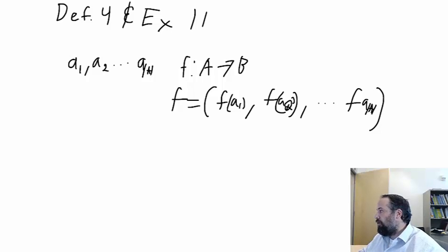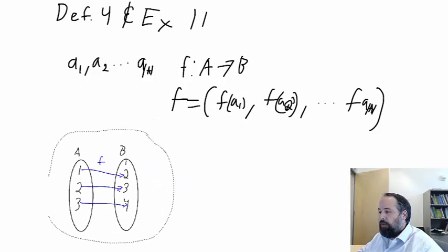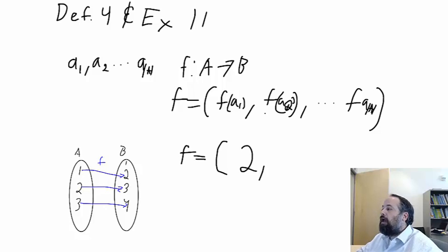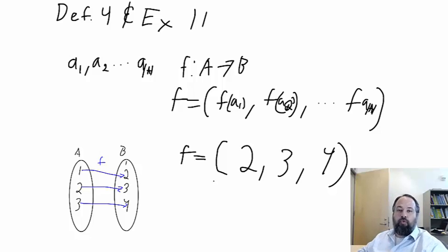So let's stick with this example right now, right? A to B. If we were to use this notation here, then what we would be saying is f equals f of A sub 1 is 2. F of A sub 2 is 3. And f of A sub 3, our last one, is 4. That is one-line notation. And it's kind of difficult to understand if you just see this.